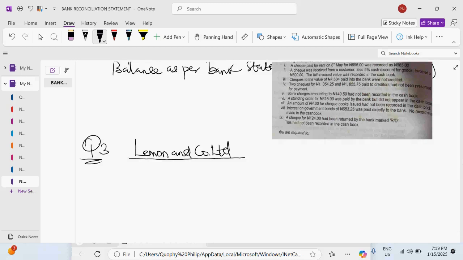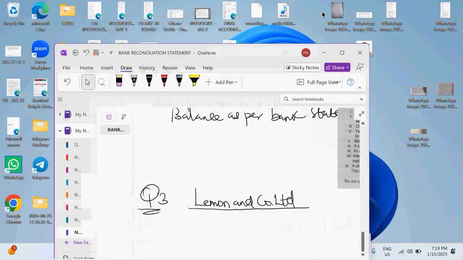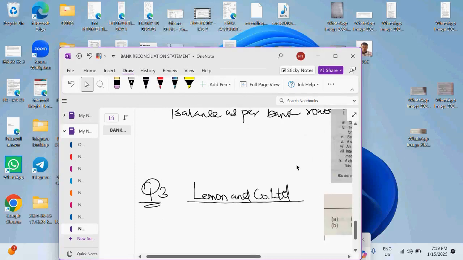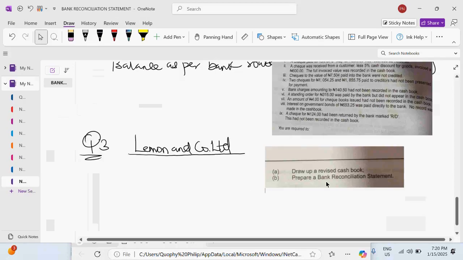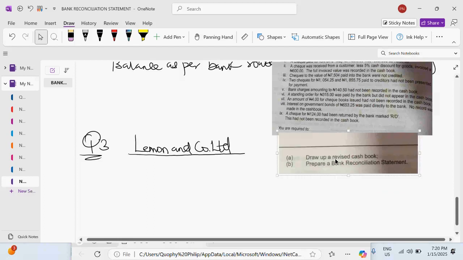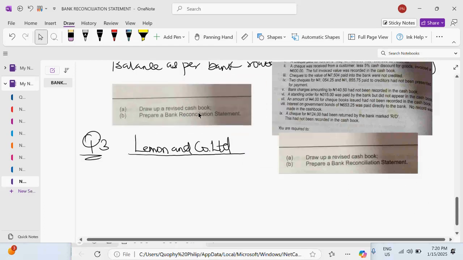Alright, so we have to prepare the adjusted cash book. If you still want to see the requirement, let me show you the requirement. Prepare a revised cash book. Prepare a bank reconciliation statement. Revised cash book is the same as adjusted cash book. Don't say I didn't teach you a revised cash book and the question asks for that. It is still the same thing.